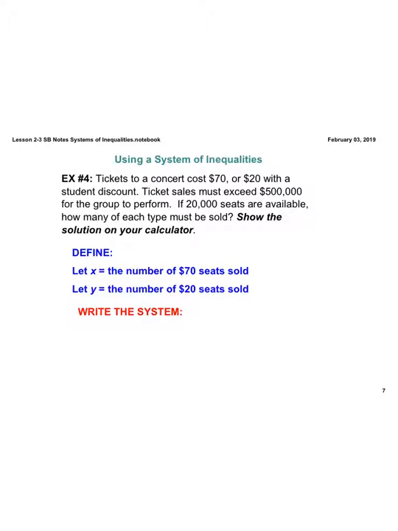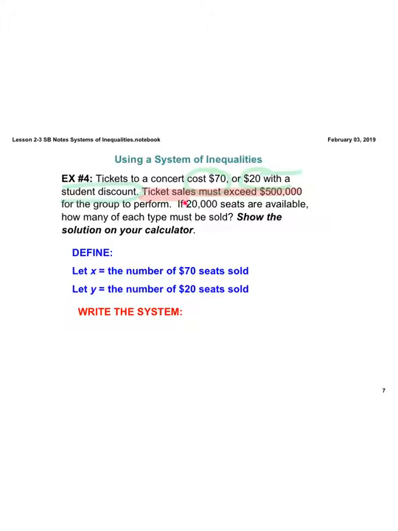So let's read the problem and highlight things that are important. So first and foremost, tickets to a concert cost $70 or $20 with a student discount. So those are kind of important numbers. So if I were you, I would probably circle 70 and circle 20 with a discount. That could be important later. Ticket sales must exceed $50,000 for the group to perform. So again, that's what we would consider a constraint. So ticket sales must exceed $500,000.